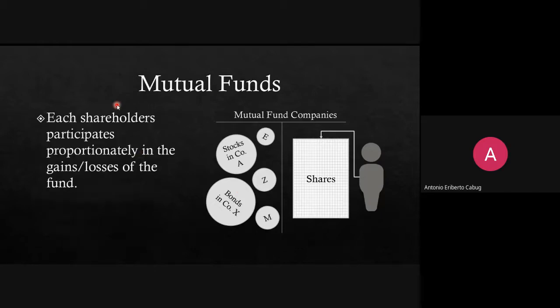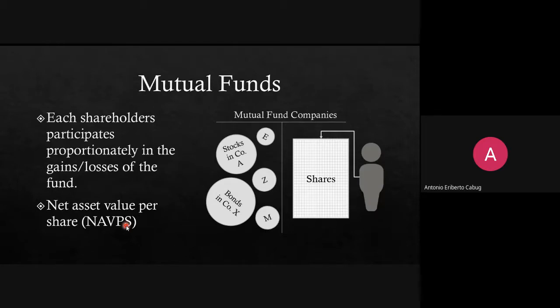Each shareholder participates proportionately in the gains and losses of the funds. So if the value of stock A would go up, each shareholder would receive a pro rata, meaning it's this percentage increase in the stock, less any expenses. The concept of net asset value per share is almost comparable to a stock price. NAVPS, net asset value per share.